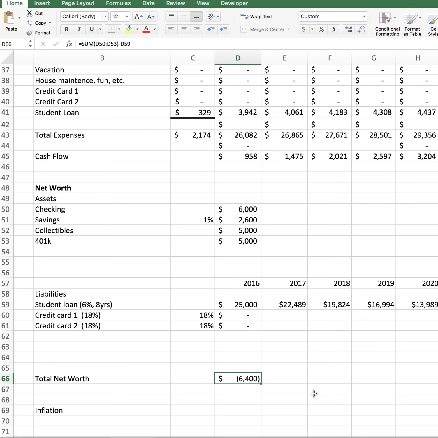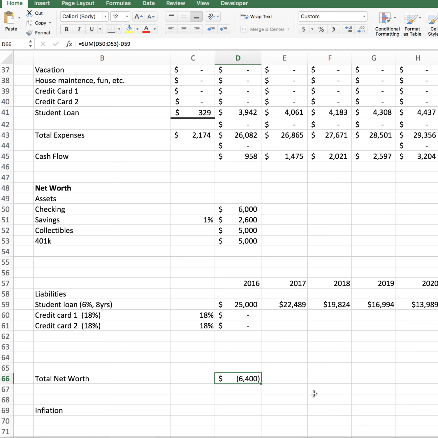Yes, of course it is. The reason it's a negative net worth is because we have a $25,000 student loan. When you buy your first house, you will have a huge negative net worth, more than likely, because you have a huge loan on that. So when you think about a negative net worth, it is not bad to have a negative net worth. It just is.